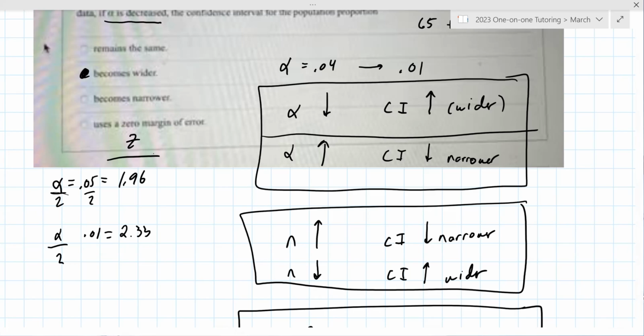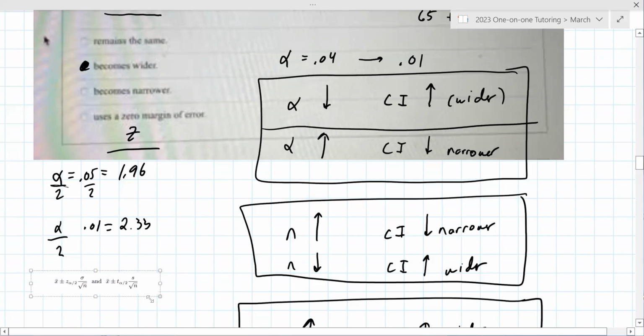Okay. And then the other way is the other way. It comes from that formula. Let me grab it real quick. It's from this right here, where the margin of error on the right is multiplied. It includes this multiplication by z alpha. So the bigger z becomes, the wider the interval is.